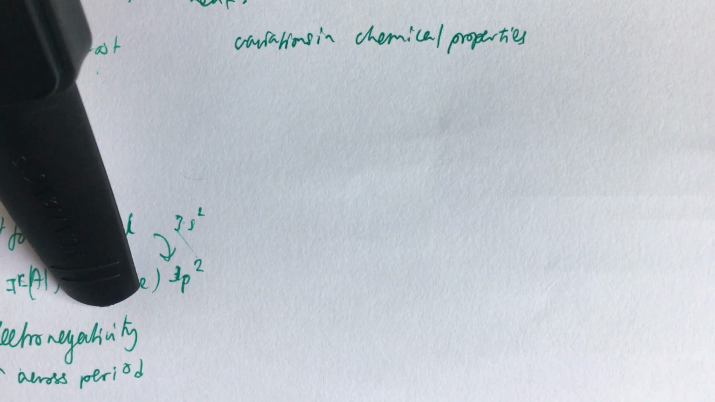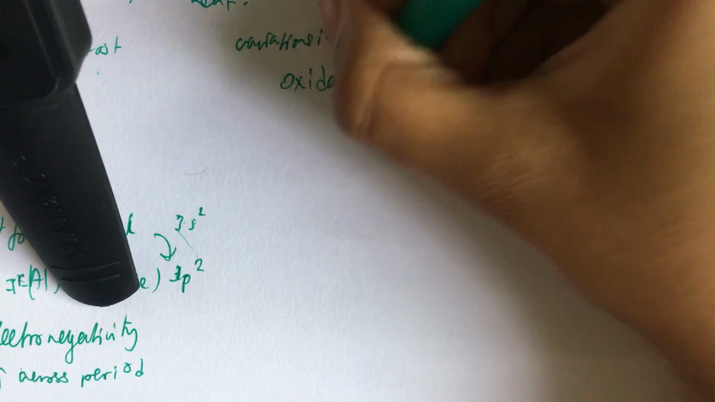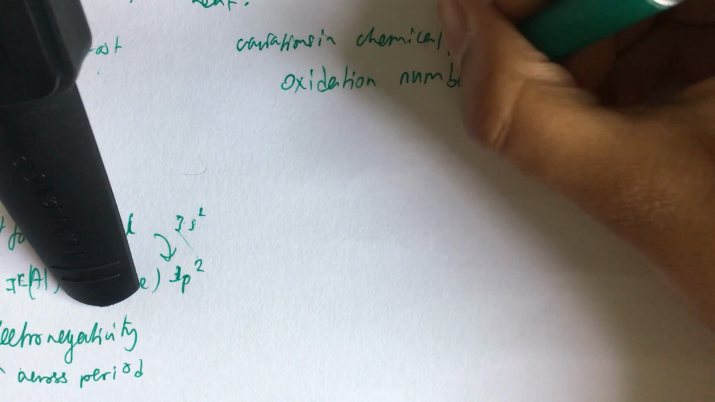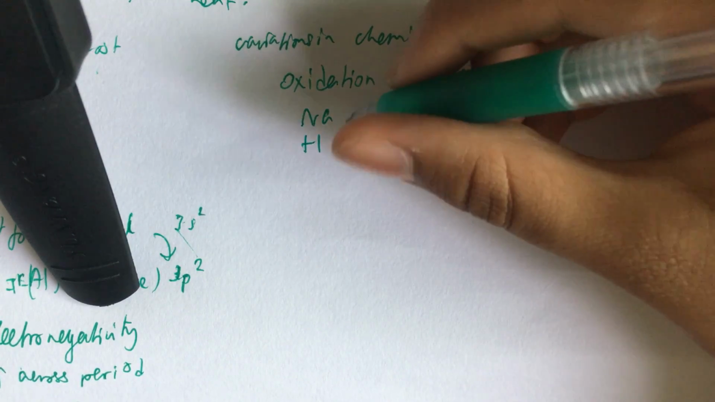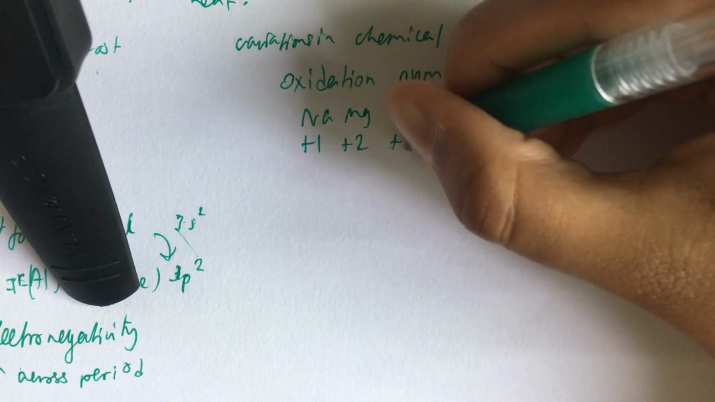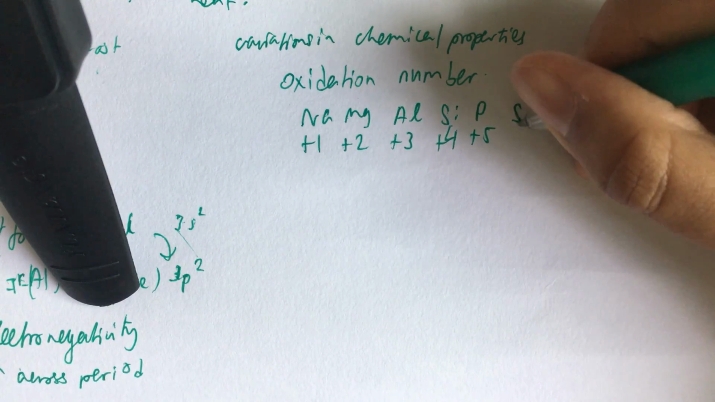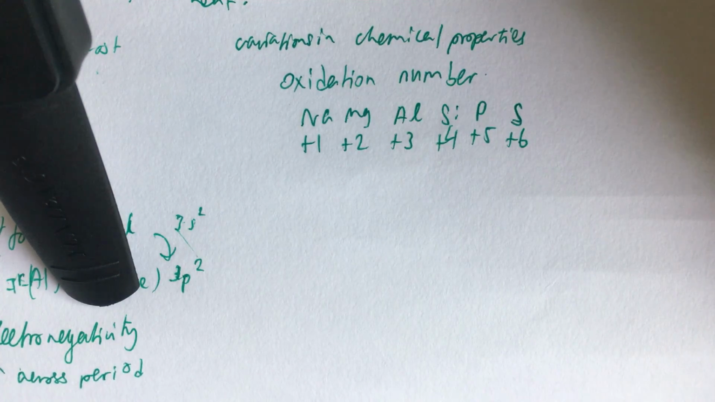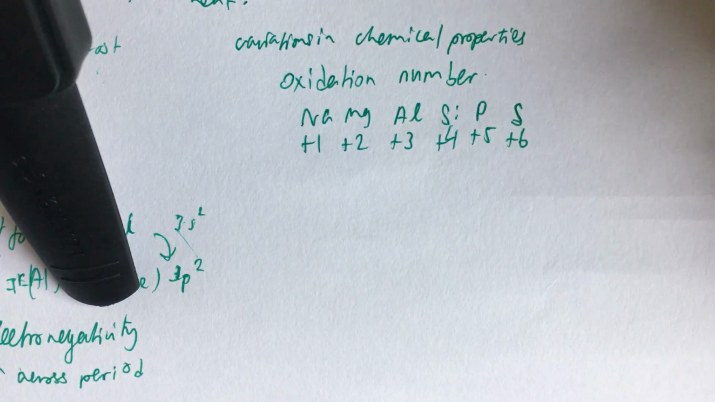State and explain the variation in the highest oxidation number for the elements in oxides and chlorides. Okay, this is more of oxidation number. For sodium it's 1, magnesium is 2, aluminium is 3, silicon is 4, phosphorus is 5. Of course in oxide, phosphorus doesn't really do 5. It's more like 4 phosphorus to 10 oxygen. Okay, it is 5, yeah. And sulfur is 6.